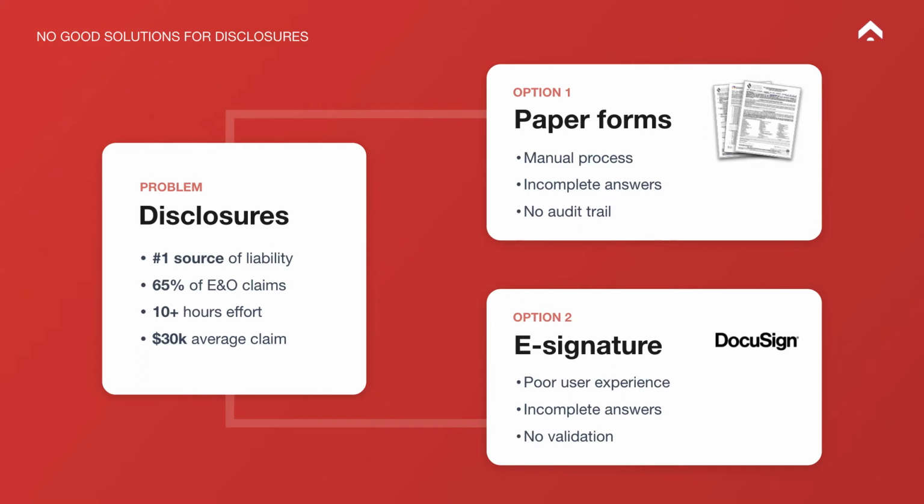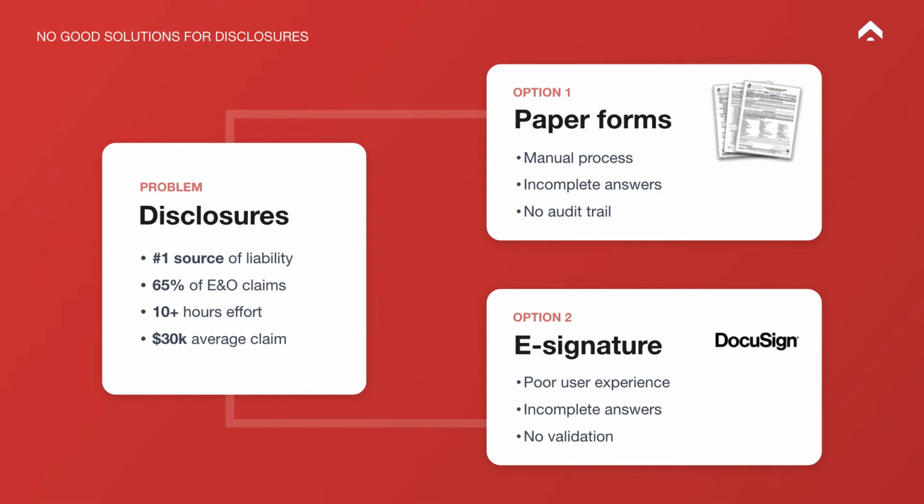Now, there are currently a couple options for sellers to be able to fill out these forms, and CAR has done a great job by creating a standard for compliance by creating disclosure forms like the transfer disclosure statement or the seller property questionnaire. However, using paper forms is a completely manual process that often leads to incomplete answers and does not offer agents any type of audit trail.